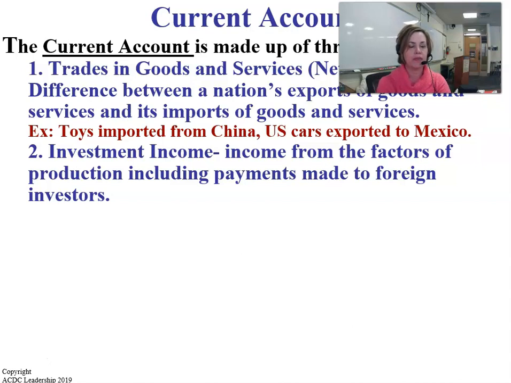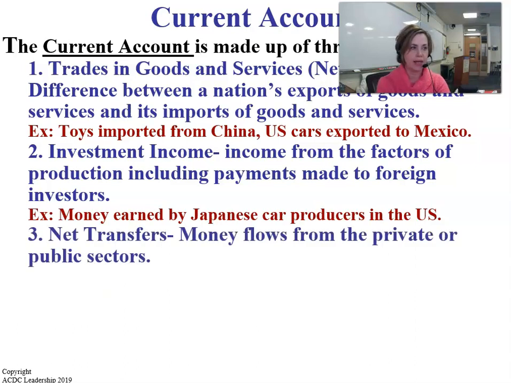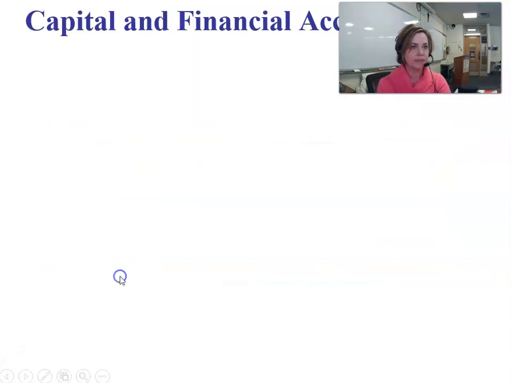Investment income refers to income from the factors of production, including payments to foreign investors. So an example would be money earned by Japanese car producers in the US. And the third are net transfers, or money that flows from the private or public sectors. Examples would be things like donations, aids, and grants.